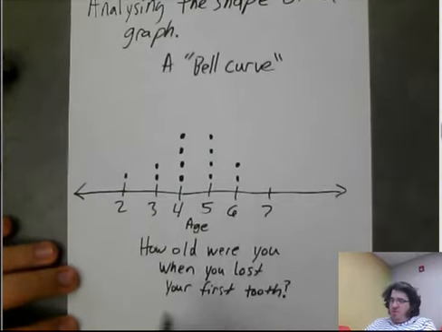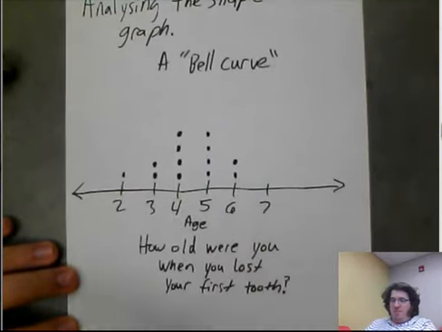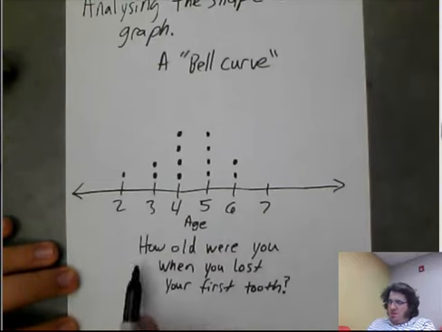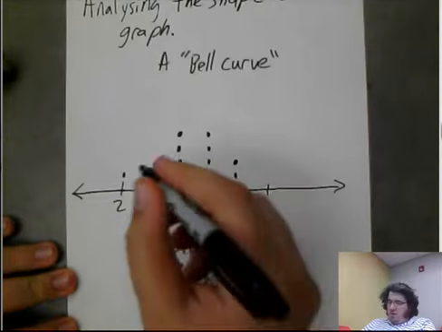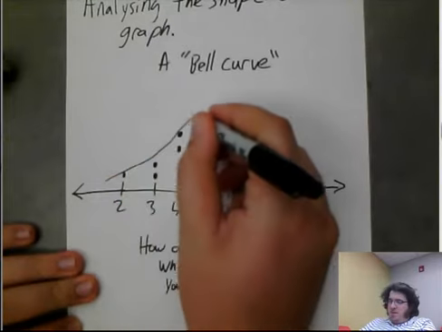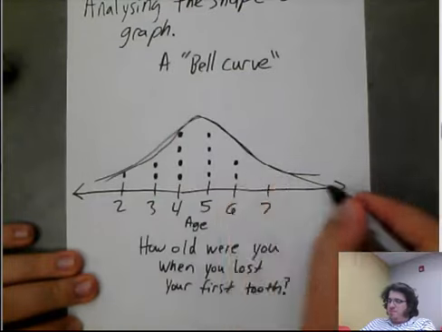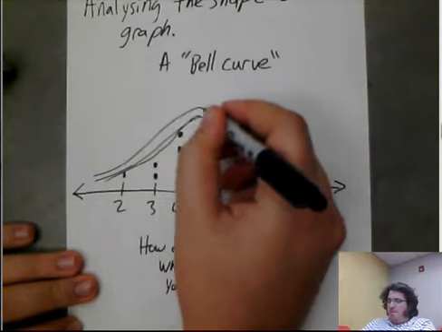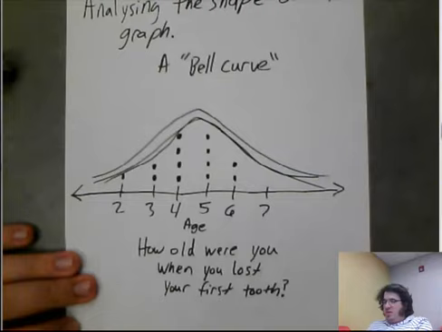All right, so here we have a number line with a dot plot above it telling us where our data is. Our question: how old were you when you lost your first tooth? And this data came back as a general bell curve. We call it a bell curve because it has a general feel and look like a bell, up and down, just like that. All right, so that's a bell curve.